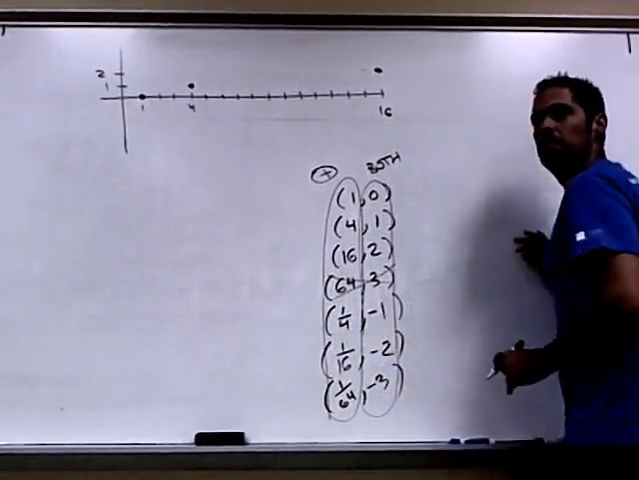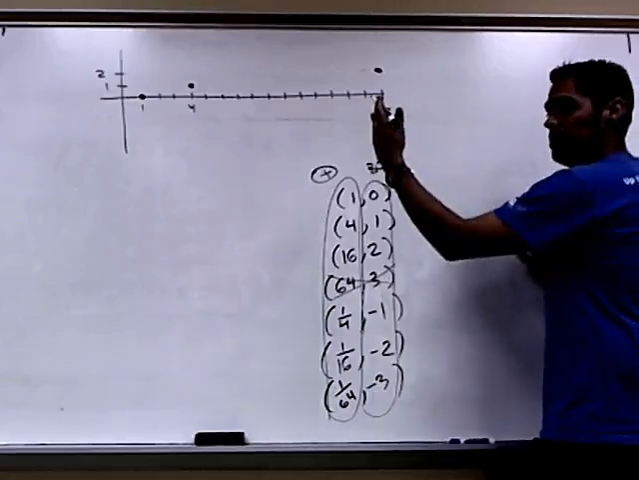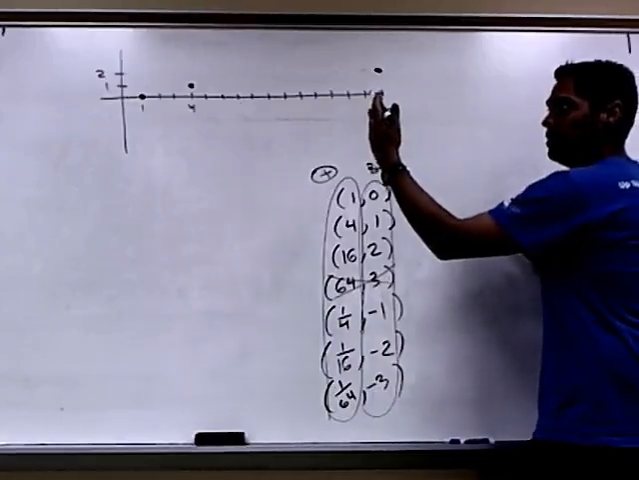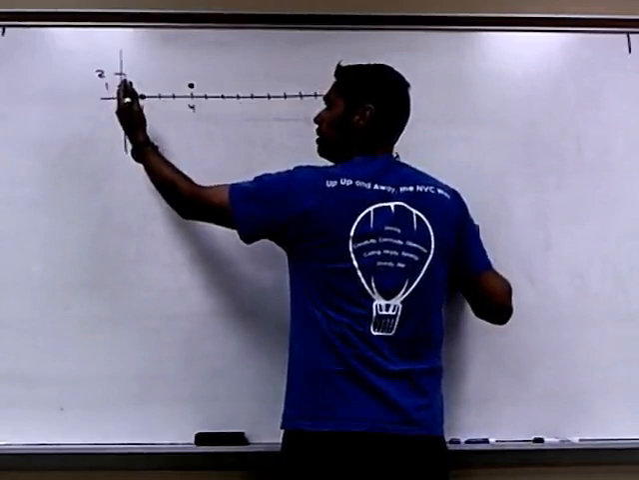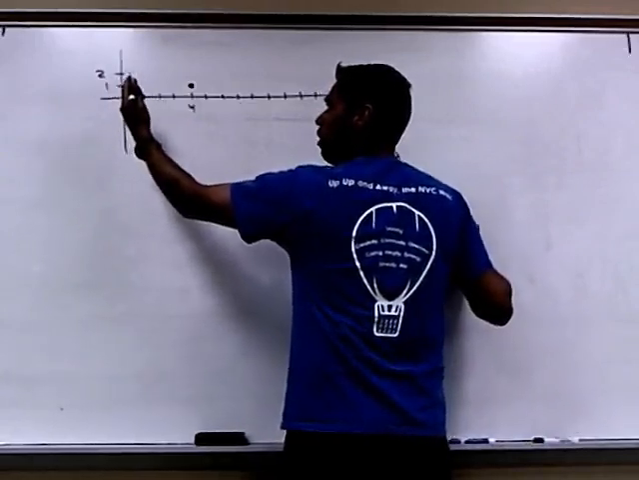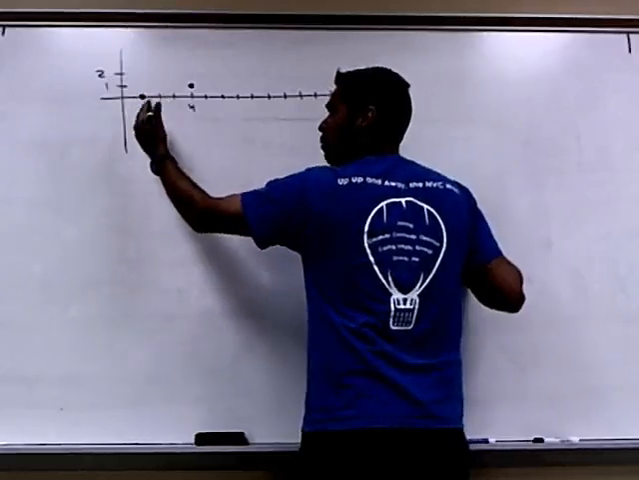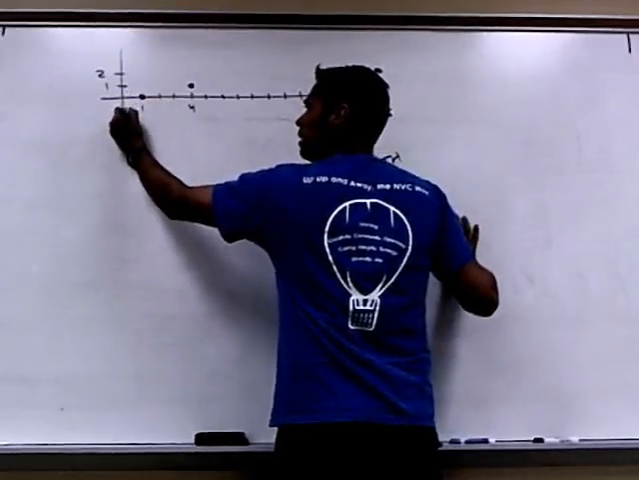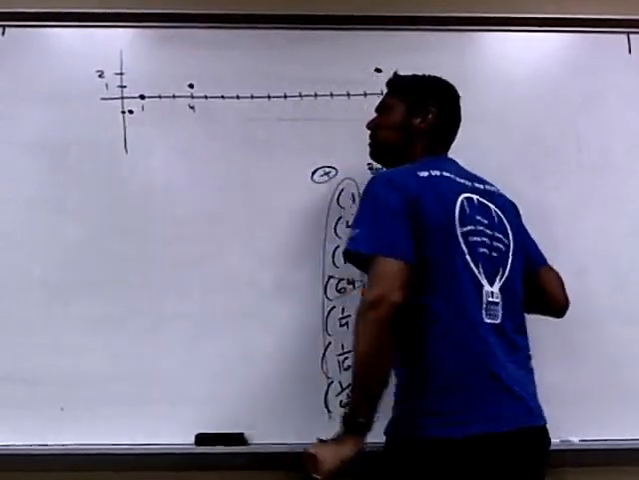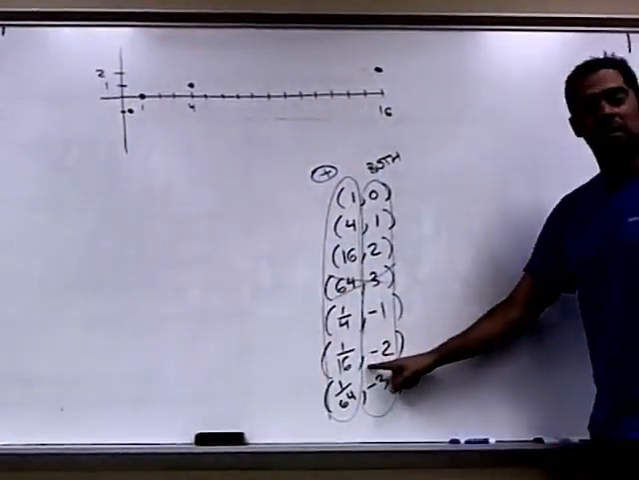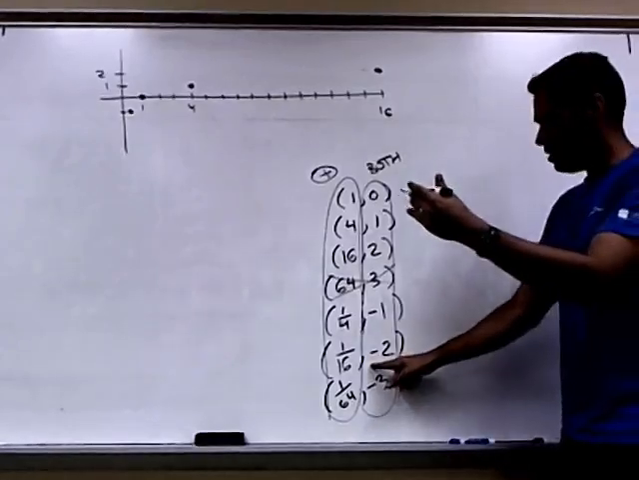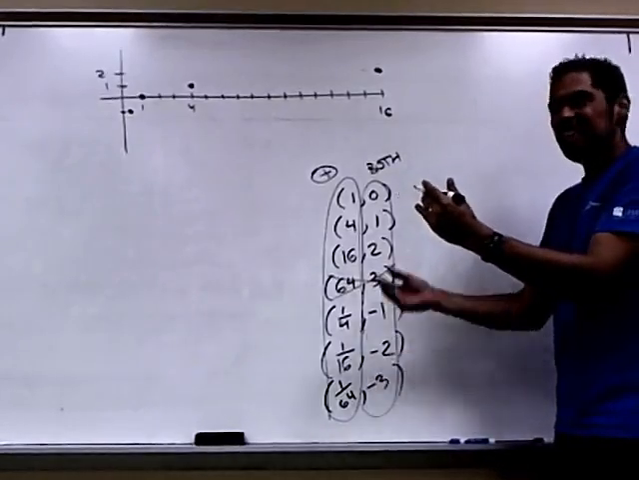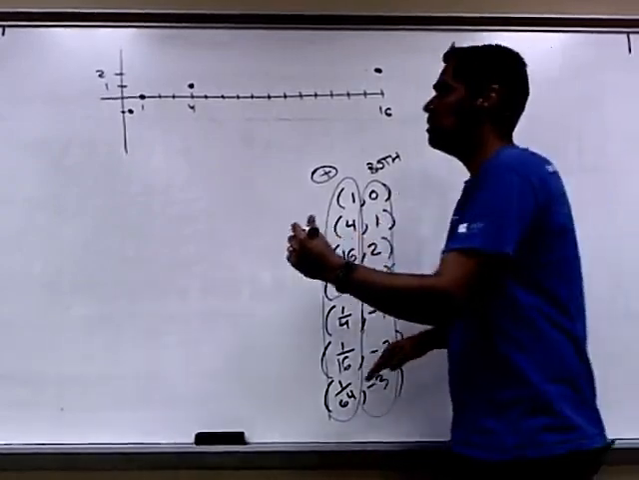(1/4, -1). That means starting at the origin, I move to the right 1/4, right? Just barely, and then come down 1. Does that look about right to you? Yes. Then the next one, look at that. I move to the right how much? 1/16, just barely, right? And come down 2.